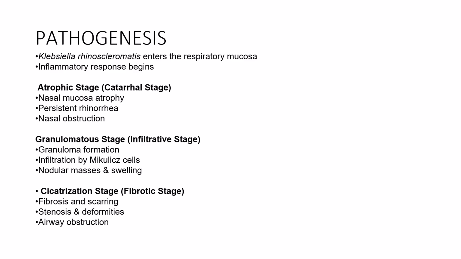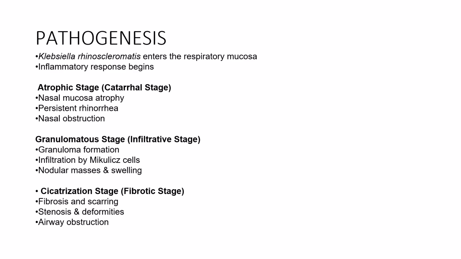Once the nose turns dry, when the air current passes over this, because of the normal physiology of our nose, crusting occurs. Crusting occurs and foul smelling purulent discharge is seen, and because of the crusting we can also see nasal obstruction. So this is stage 1, also known as the atrophic phase or the catarrhal stage.